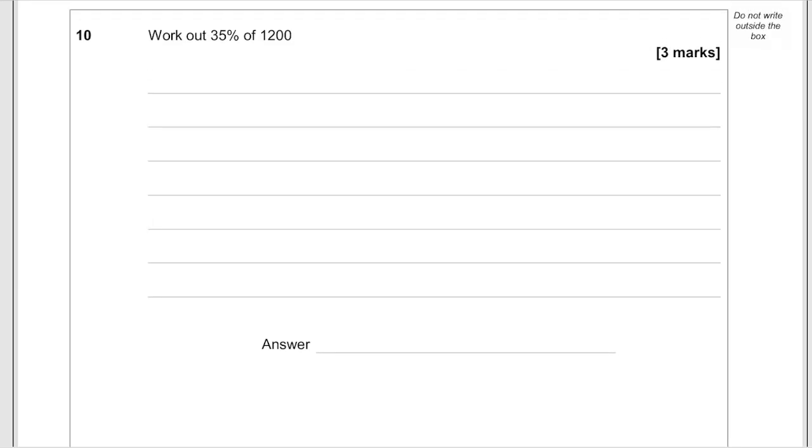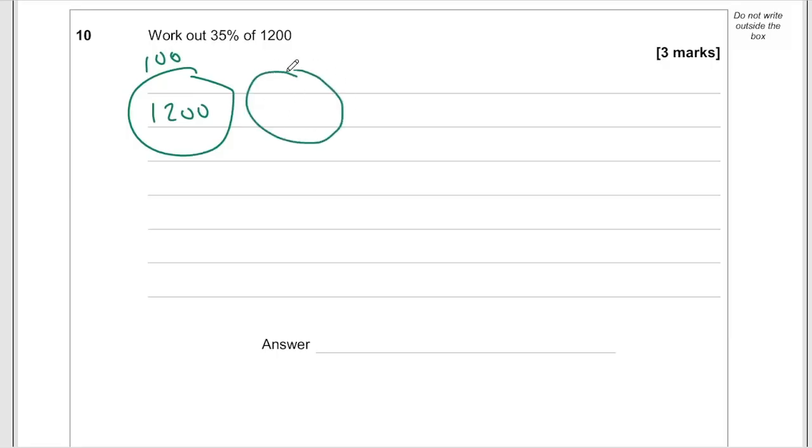Okay, question 10. So we're looking at working out 35% of 1200. There's 2 different ways you can find percentages out. The first one I would do is find if this one is 100% of it. If I can find 10% of it, I just divide it by 10. So just think, if I divide that by 10, I end up with 120. If I divide it by 10 again, I end up with 12. And I only need those to be able to find it.